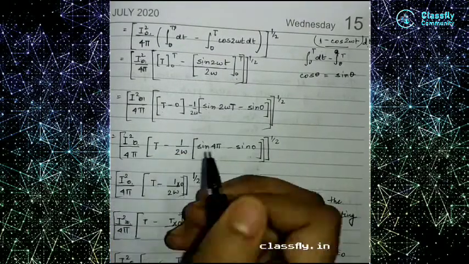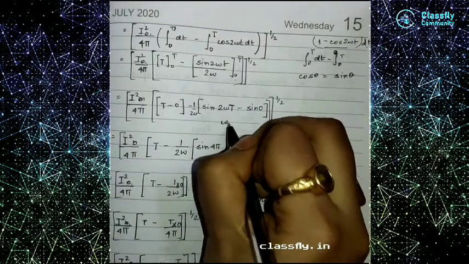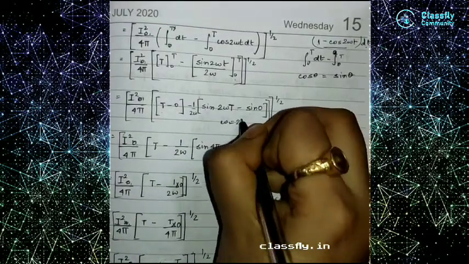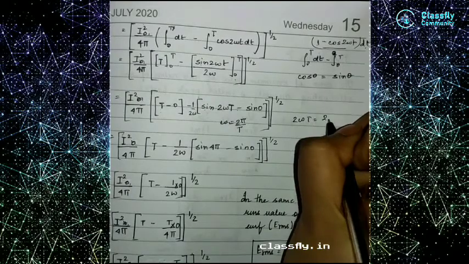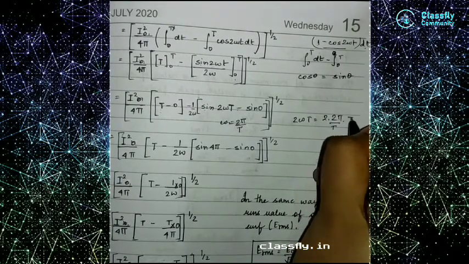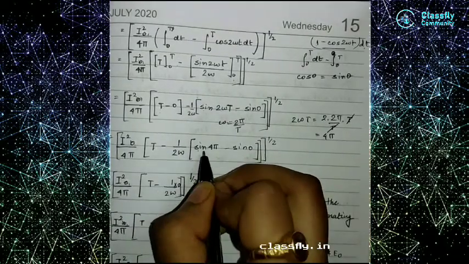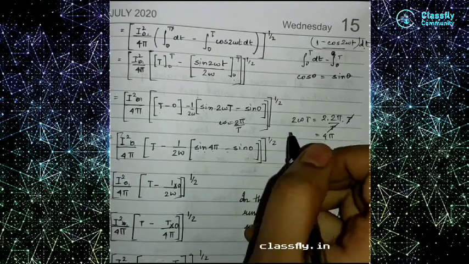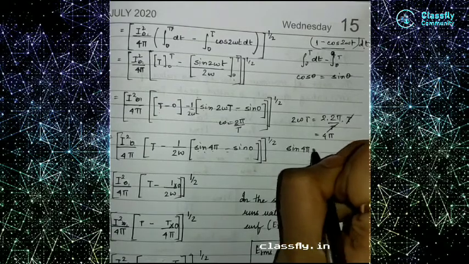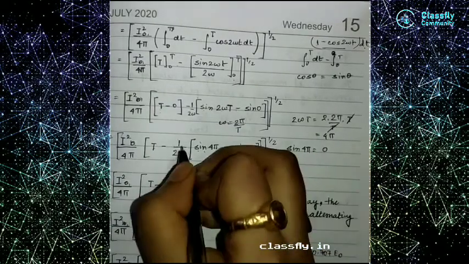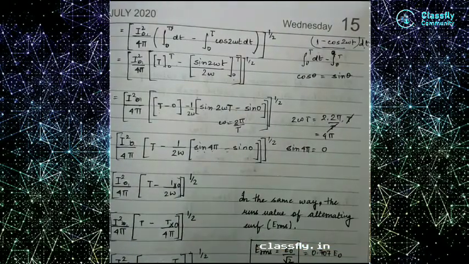Now I naught squared by 4 pi, T minus 1 by 2 omega. We know that omega means 2 pi by T. So when we solve 2 omega T, we write 2 pi T by T. The T gets cut, and we get 4 pi. That's why we have written sin 4 pi minus sin 0, under the root. We know that sin 4 pi is 0, so 1 by 2 omega into 0 gives 0. So what are we left with?